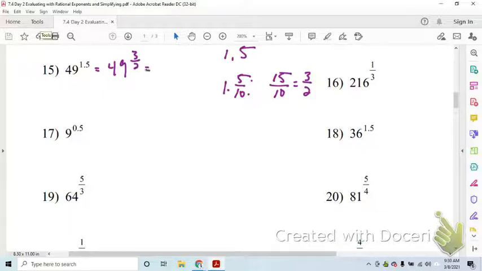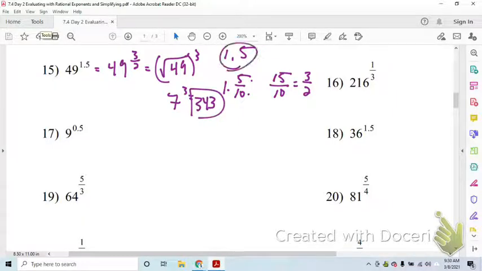After that, is converting it. So square root of 49 to the 3rd power. So then this would be 7 to the 3rd power, which is going to be 343. So now that you know how to convert 1.5 to 3/2, you should be fine here. Some of you might just know off the top of your head that 0.5 is the same thing as 1/2. If you do, then this is the same thing as the square root of 9, which is 3.